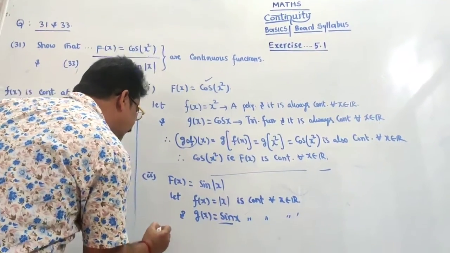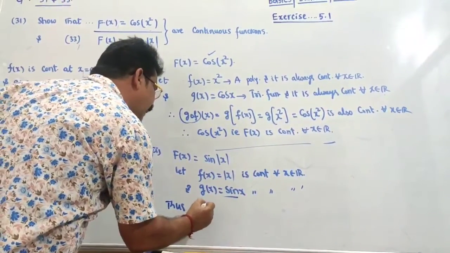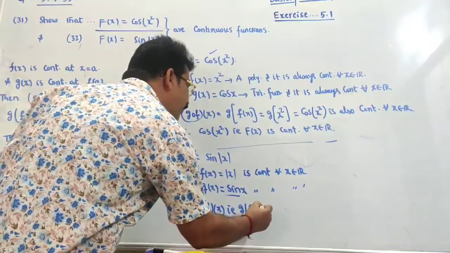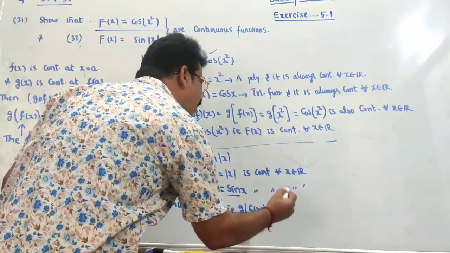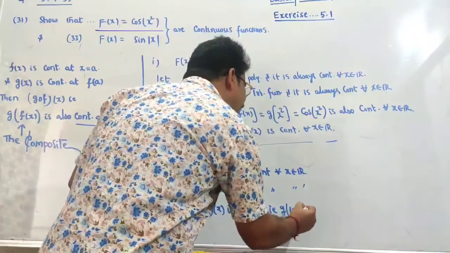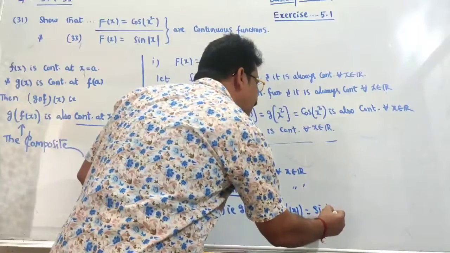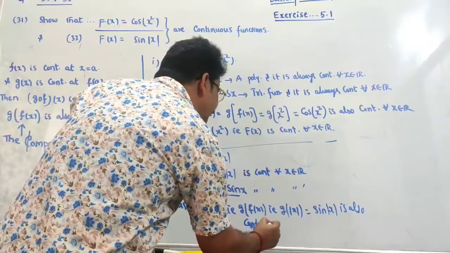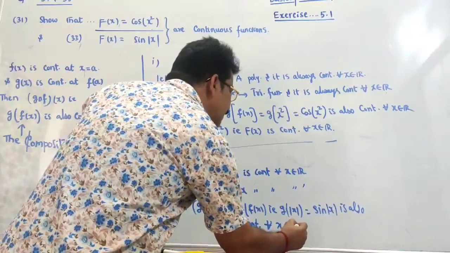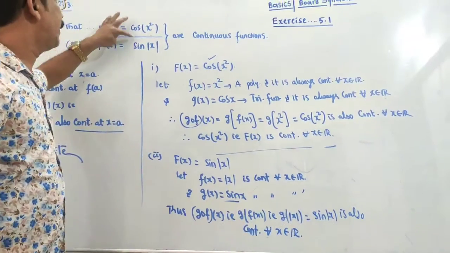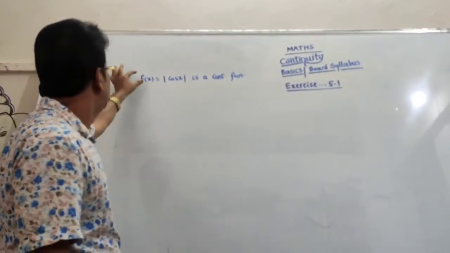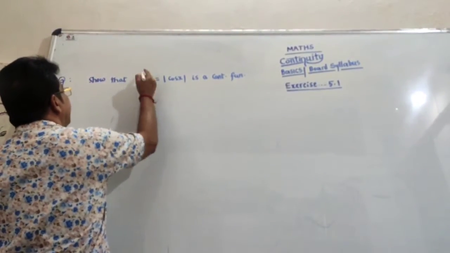Every trigonometric function is a continuous function at their respective domains. Okay, so therefore thus g circle f of x, that is g of f of x, that is g of modulus of x, that is equal to sine of modulus of x, is also continuous for all x belongs to capital R. So therefore thus both the functions are always continuous functions for all x belongs to capital R. Next question.